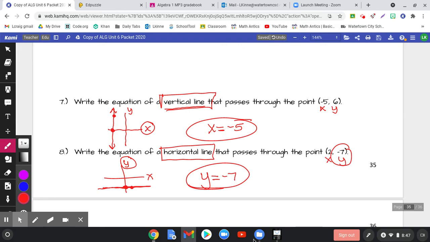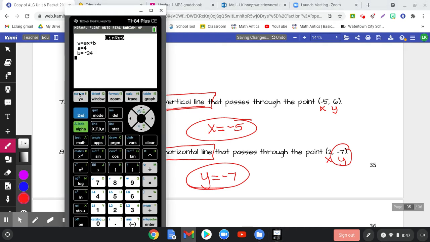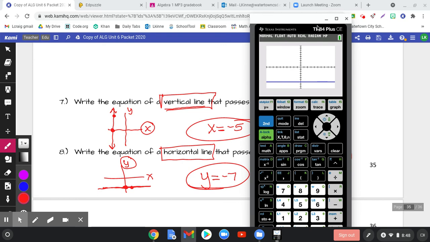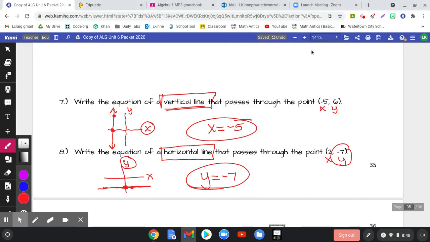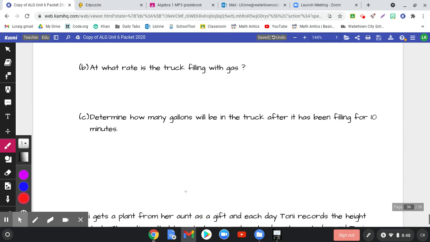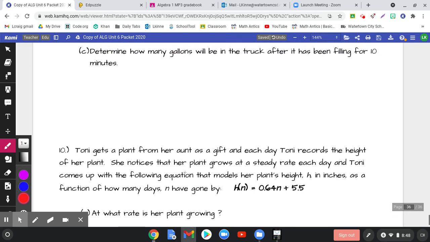Now, the nice thing about it is you can check it in your calculator by going to y equals, type -7. Does that look similar to the graph? It sure does. It's a horizontal line. All right, utilize that calculator. All right, the last part of this is just these word problems on the back.